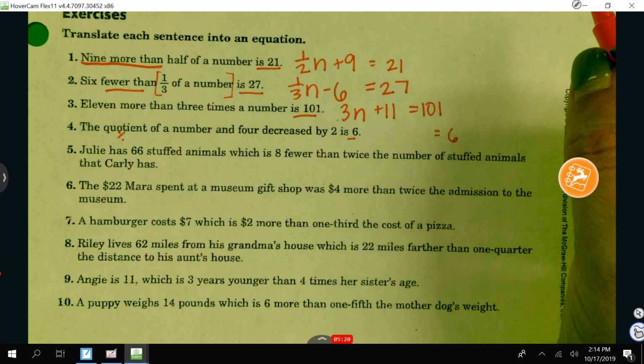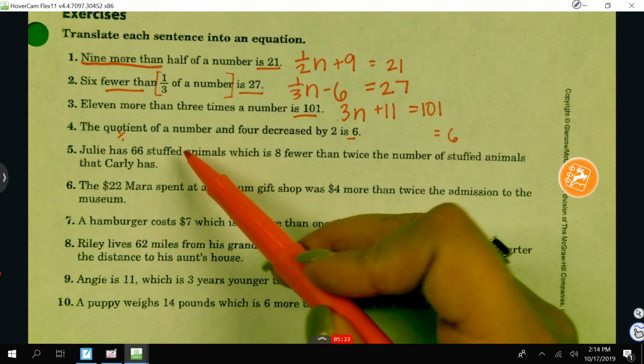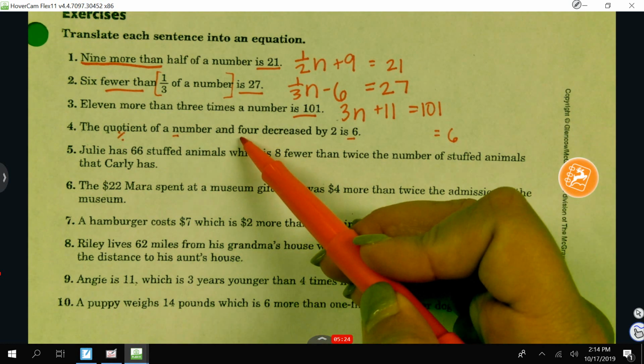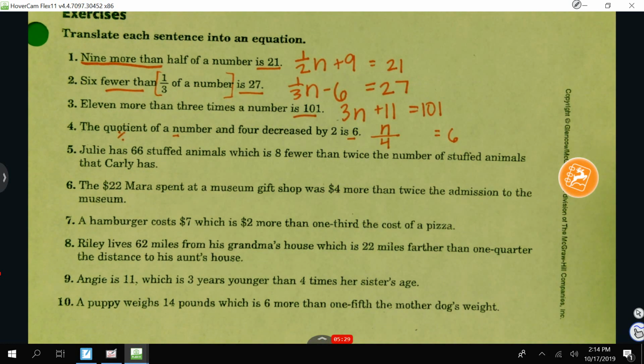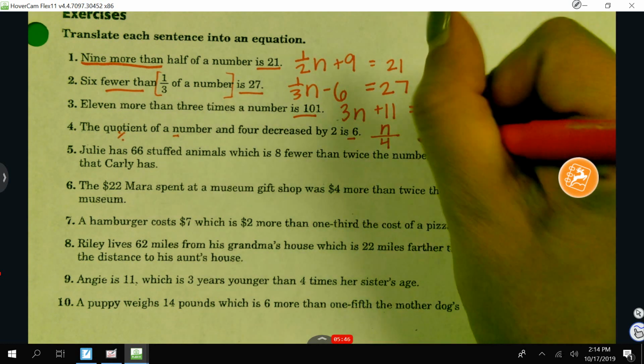Close. A number divided by 4. A number divided by 4, so n divided by 4. With division and multiplication, you simply do it in the order that they've given it to you. And then it says 4 decreased by 2. The quotient of a number and 4 decreased by 2. What does that mean? Minus 2.